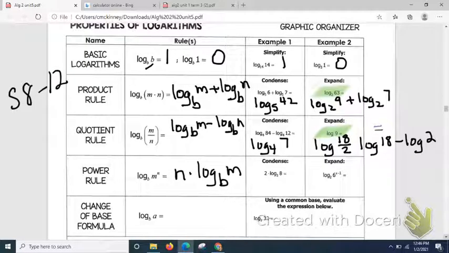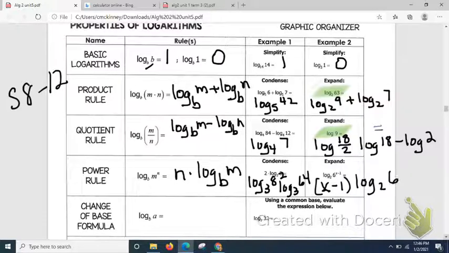So if I'm condensing, I'm putting the exponent back on. So this would be the same as log base 3 of 8 to the second, which is log base 3 of 64. And then here, the x minus 1 would come out front. I would need to stick it in some parentheses to show that the whole thing is being multiplied. And most of the time it's more like just a number there.